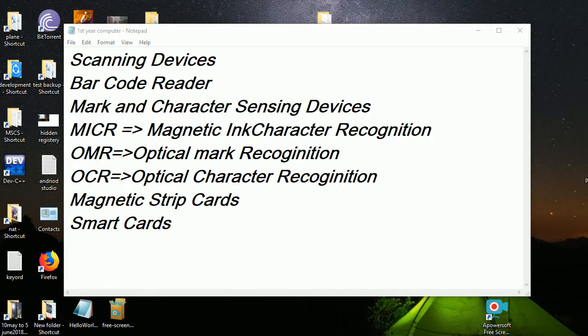Our next scanning device is the smart card. Smart card is a microprocessor chip card, looks like a SIM, or it may be an ATM or credit card. Smart card is read by a smart card reading device. It contains a microprocessor chip that stores data. It stores data for transactions, or it may store information, or it may store transactional information.